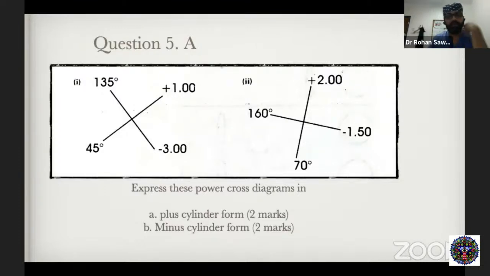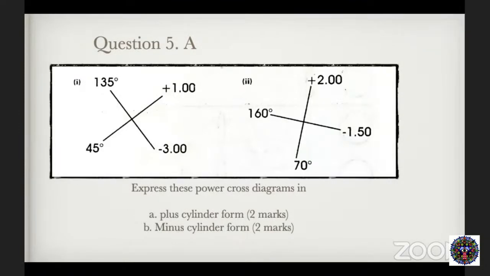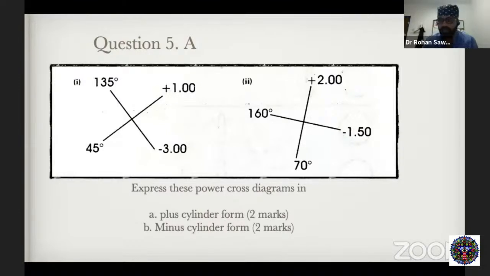Right. Can anyone use the plus cylinder form and tell me the answers of the first and second? Anyone? So -1 +2 at 135 degrees, sir, for the first one.